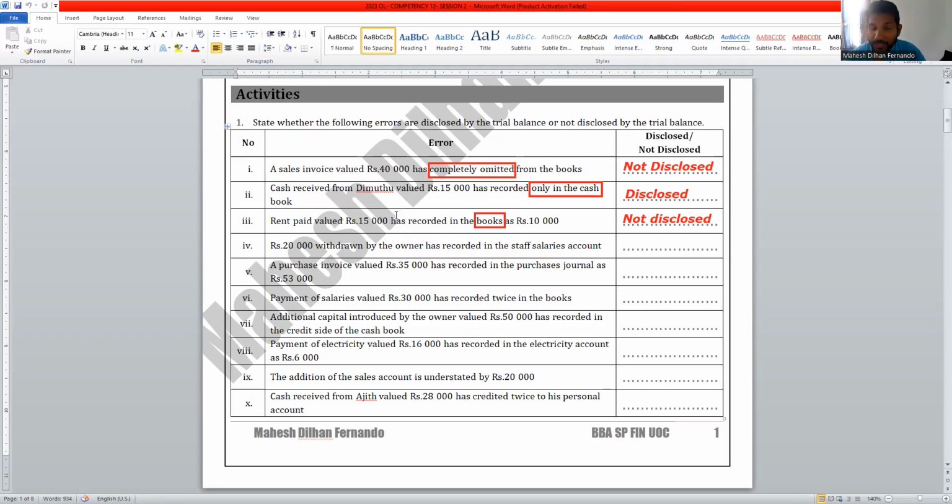The next one: 20,000 withdrawn by the owner has been recorded in staff salaries. That means it should be recorded in the drawings account, but it is recorded in the staff salaries. Now think, normally when the owner has withdrawn something, it is debited to the drawings account. Instead of debiting drawings, it is debited to staff salaries. However, it is debited to some account.